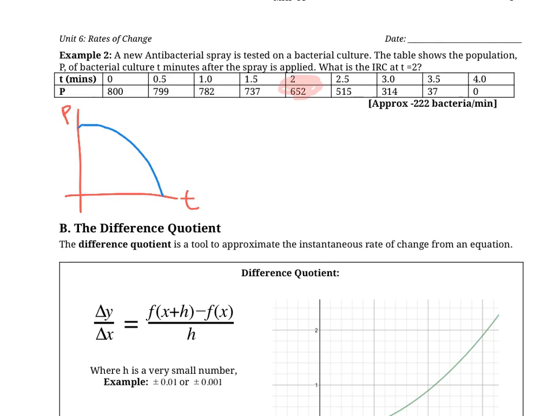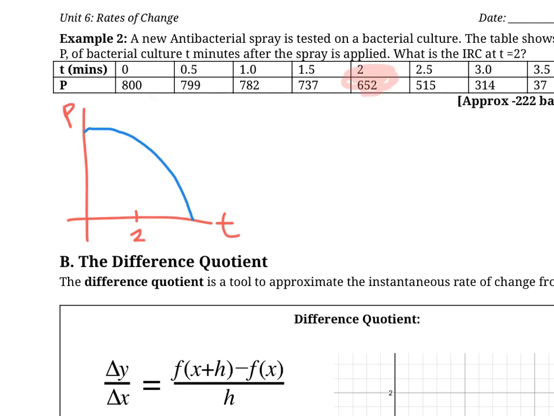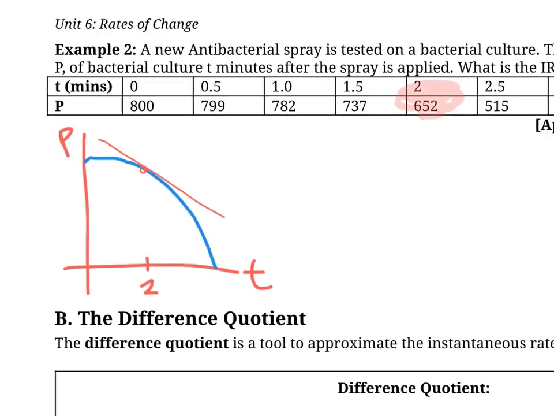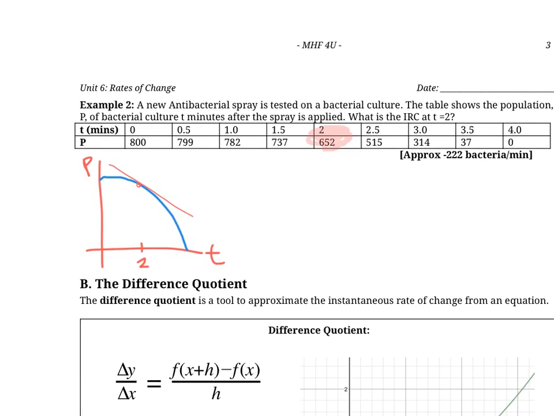And we're asked to approximate the population at 2, right? So if I zoom in there, we're asked to find basically what the change in population is at 2. So we're looking for the slope of that tangent line, which I've just sketched there. Now, the problem is we don't have too much information about this. How are we going to go about approximating this?